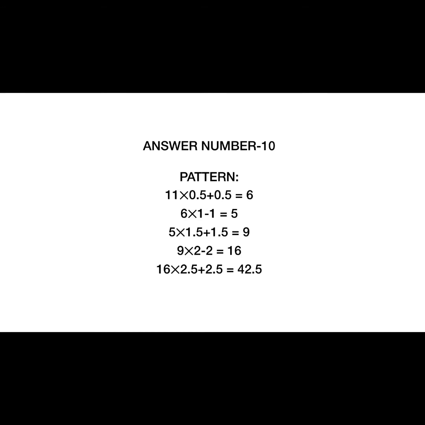Fourth number is 5 cross 1.5 plus 1.5, which is equal to 9. Fifth number is 9 cross 2 minus 2, which is equal to 16. And our desired number is 16 into 2.5 plus 2.5, which is equal to 42.5. So our correct answer is 42.5.